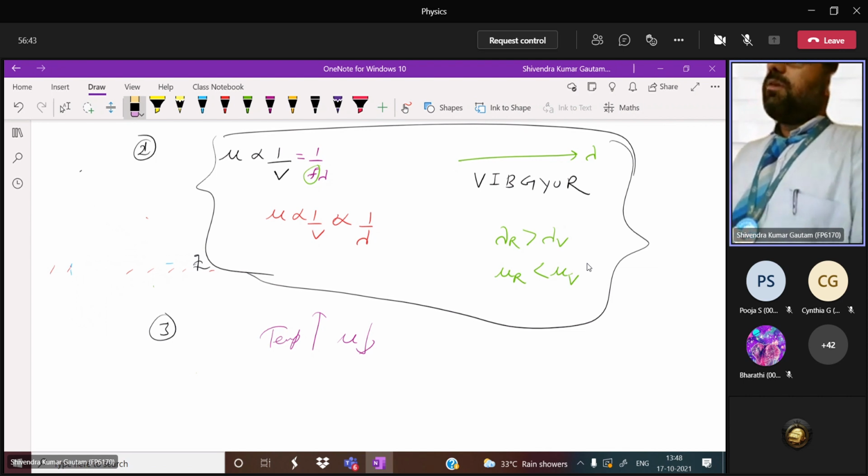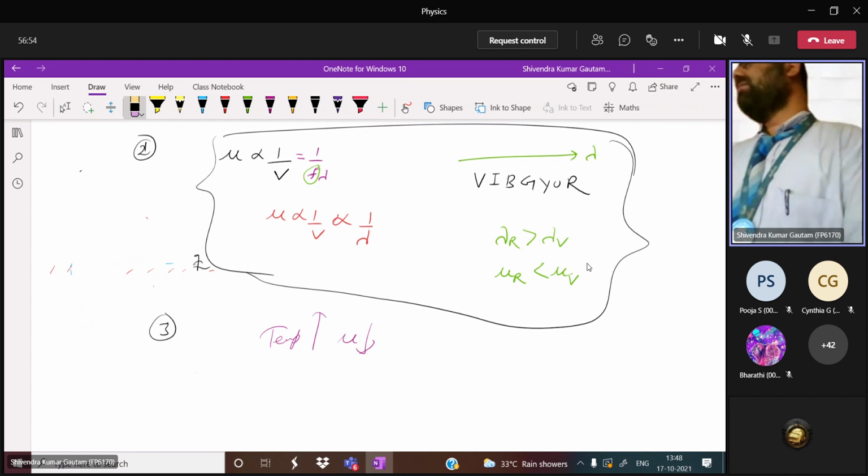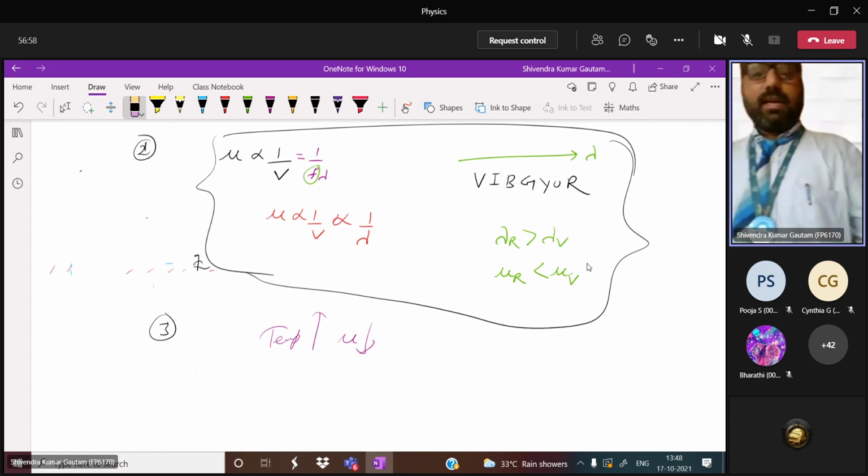Now you are ready for Snell's law. All these things are required for Snell's law: refractive index, types of refractive index, how mu depends on wavelength, how mu depends on speed. Okay, heading, write down Snell's law.